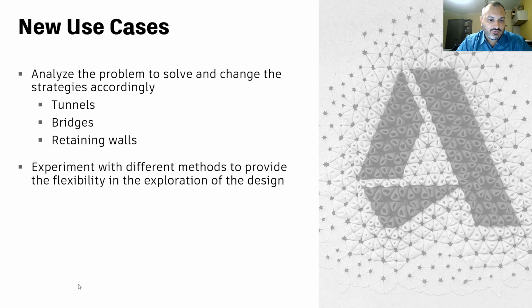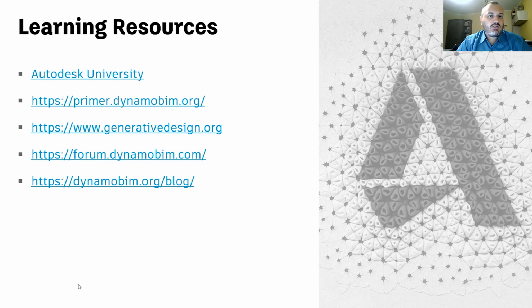So in a nutshell, what you have to do is to try to be innovative and experiment with different methods that will provide you the flexibility to explore the design space in the hope that you can achieve the result that you're after. This is just a switch in the approach, in the methodology. But my hope was to show you what is possible today if you just apply some creativity to these kinds of problems. Some learning resources specifically for Dynamo and generative design, you can find here.